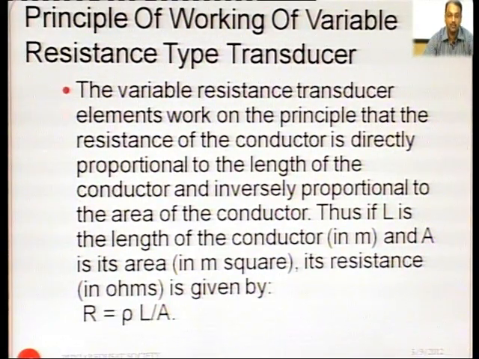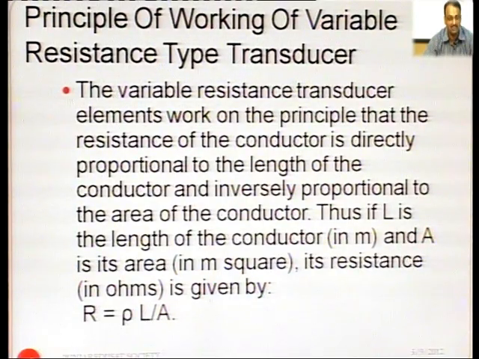The basic principle of working of a variable resistance type of transducer is that the variable resistance transducer element works on the principle that the resistance of the conductor is directly proportional to the length L of the conductor and inversely proportional to the area A of the conductor.